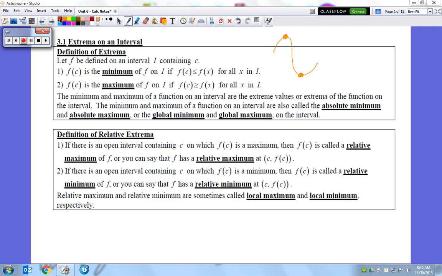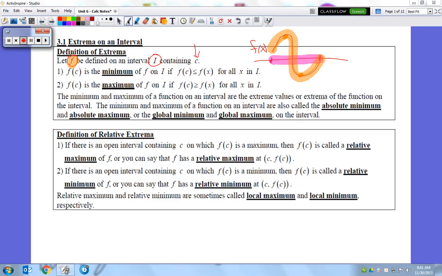Alright, so let f be defined on an interval I containing c. All it says is f is your function. So this is my f function that I just drew. And the interval I means that between this point here and this x value here, I'm evaluating this interval of the function f of x, containing c.